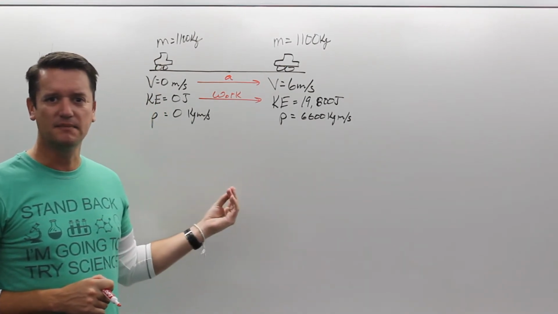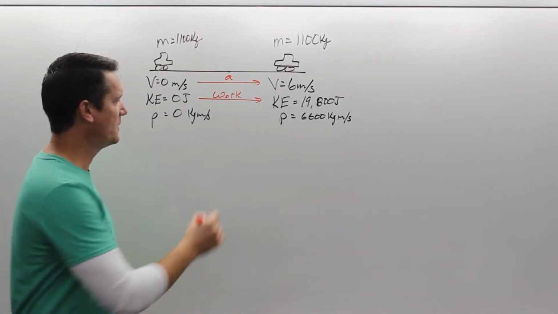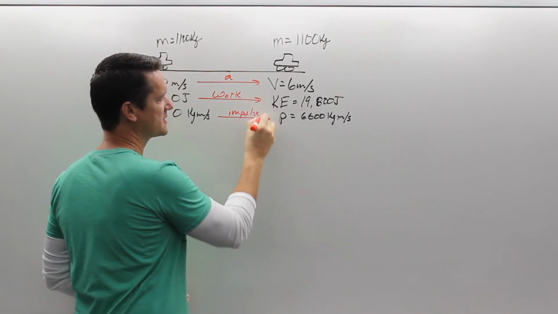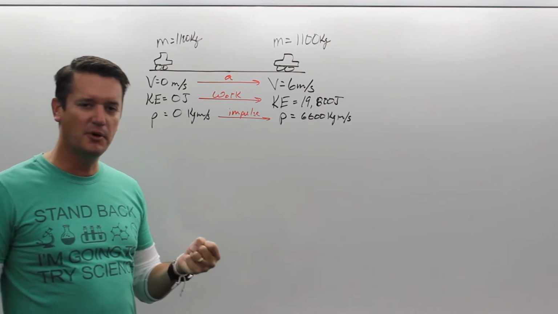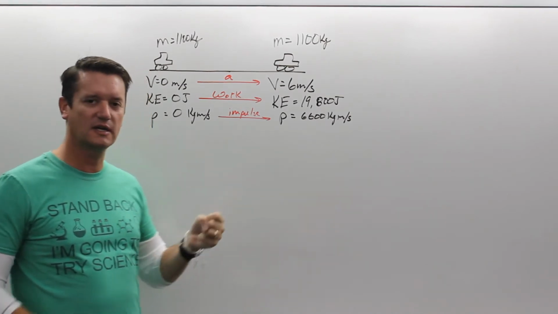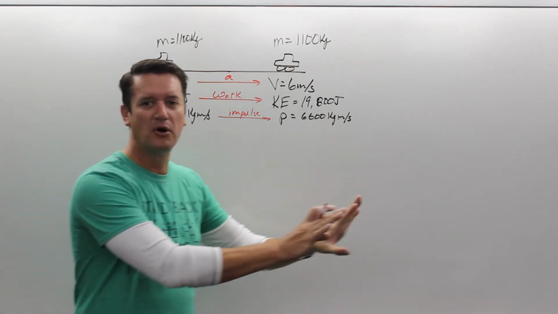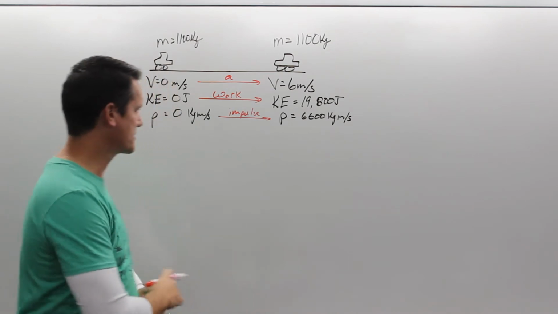But what about momentum? To get from 0 momentum to 6,600 momentum, we actually do something called impulse. We put an impulse on the car. Impulse is analogous to work. You can think about doing work actually gives kinetic energy. Doing impulse gives momentum. Let's talk about how that works.